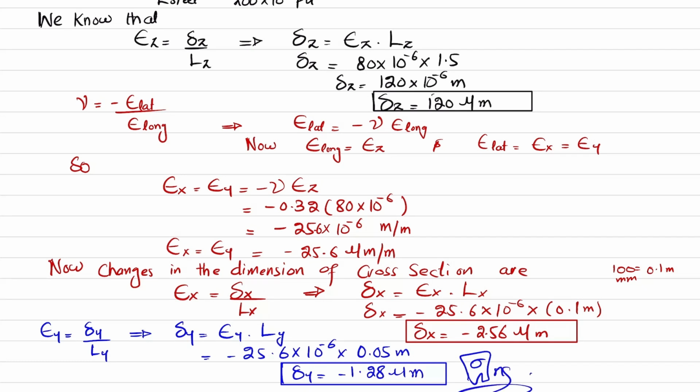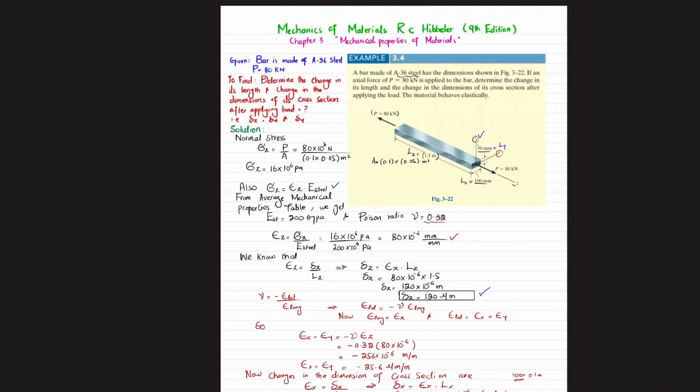Okay, so this is the change in length in X direction, and these are the change in length of the cross-sectional dimension that is shown. And that was all about this problem, example 3.4.